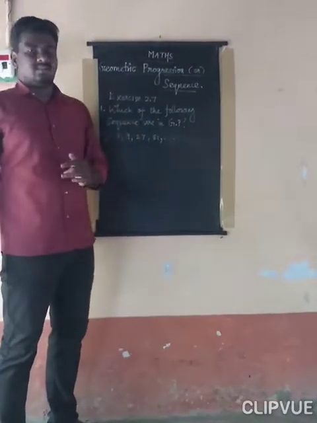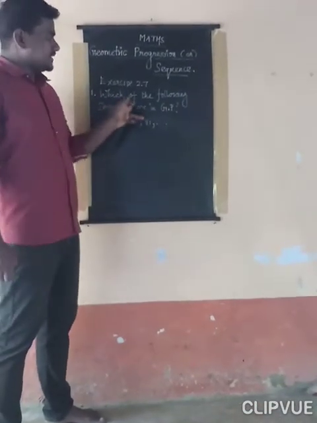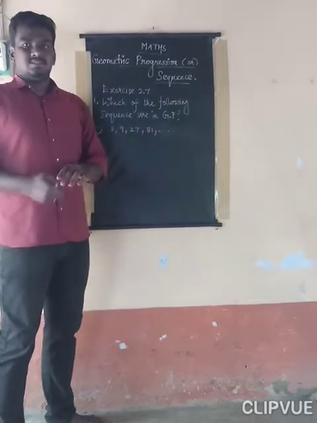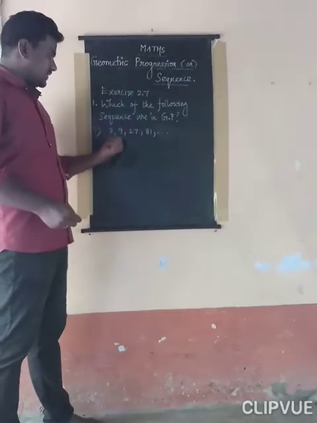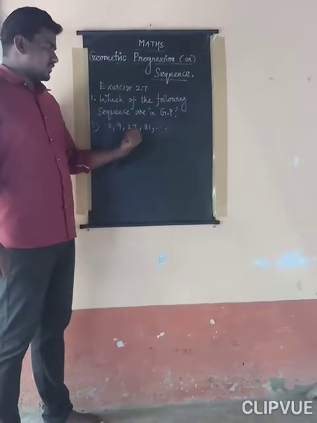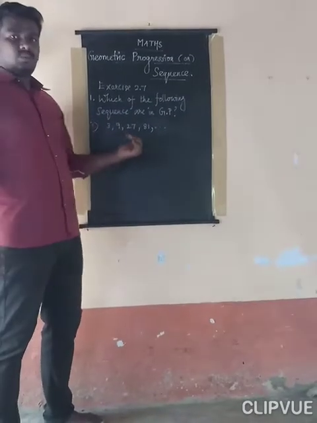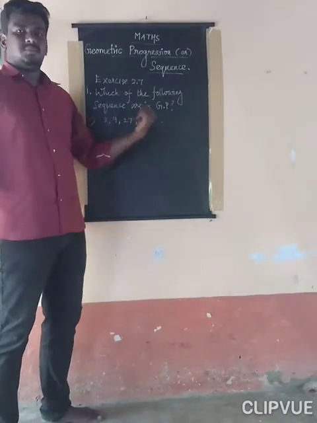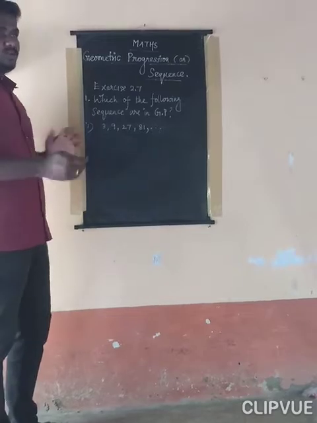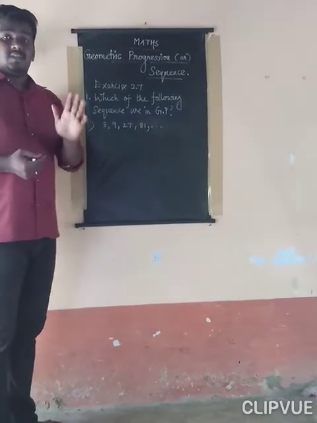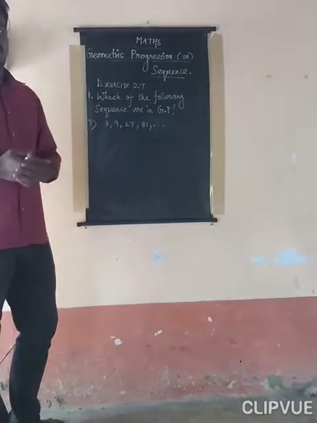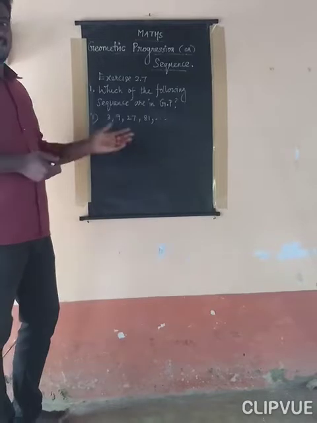Exercise number 2.7. The first question: which of the following sequences are in GP? The first subdivision is 3, 9, 27, 81, and so on. Now let us verify whether it is a GP or not. How to verify it? It is very easy. If the common ratios are the same, then simply we can say this is a GP.